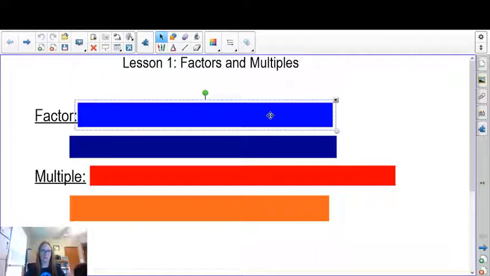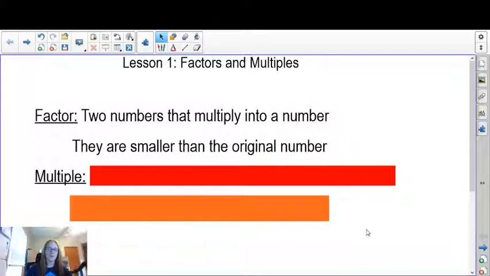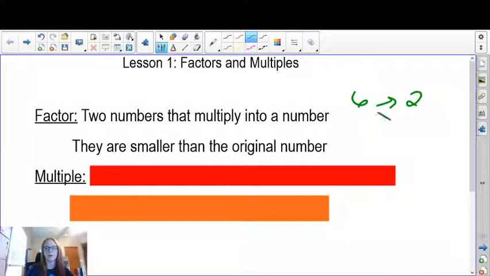So factors and multiples. What is a factor? A factor is two numbers that multiply into another number. For example, they're smaller than the original number. So think about it this way. What multiplies to 6? 2 and 3 are factors of 6.